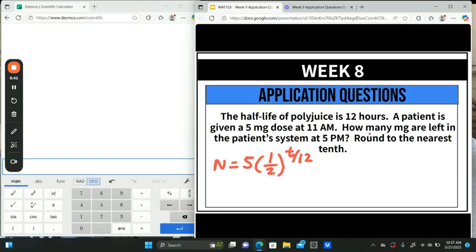All right. How many milligrams are left in the patient's system by 5 p.m.? Round to the nearest tenth. All right, so they're not giving us t, but we have to find out how much time is elapsing from 11 a.m. to 5 p.m. So we've got 12 p.m., 1 p.m., 2 p.m., 3 p.m., 4 p.m., 5 p.m. That's going to be 6 hours. So for t here, we're going to put 6 instead, and we are going to solve for n.